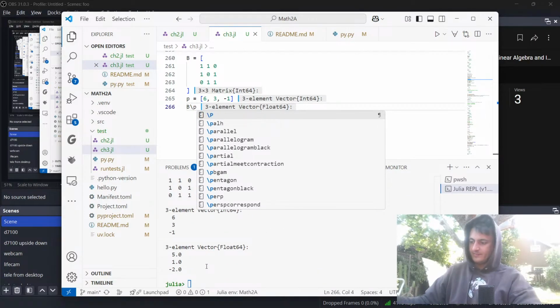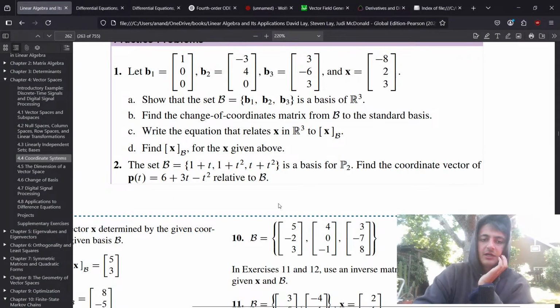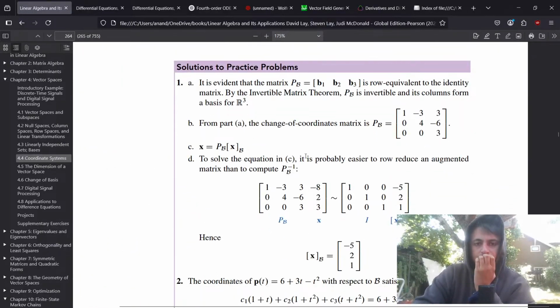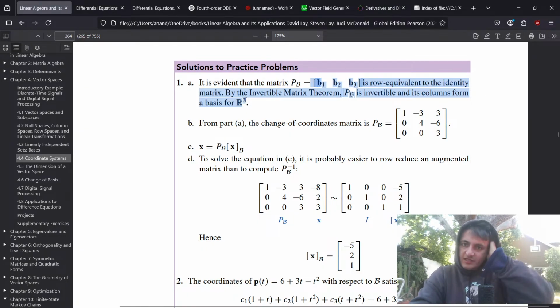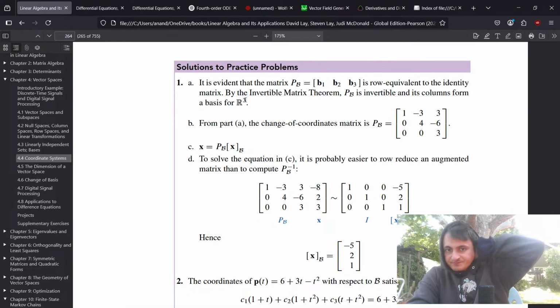And we would get that P relative to the basis B is equal to 5, 1, minus 2. All right. So let's check if we were right. It's row equivalent to the identity matrix. Therefore, it's invertible and its columns form a basis.